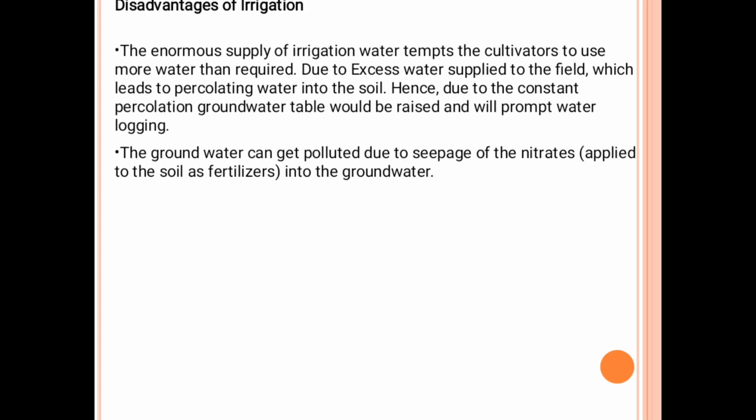So the disadvantages of irrigation: the groundwater can get polluted due to the seepage of nitrates. The cultivators use more water than required, due to the excess of water supplied to the field, which leads to waterlogging in the soil.